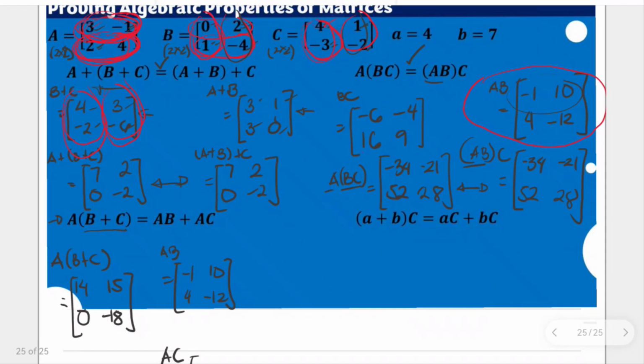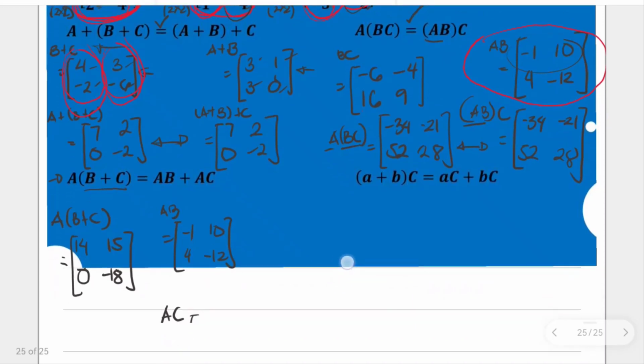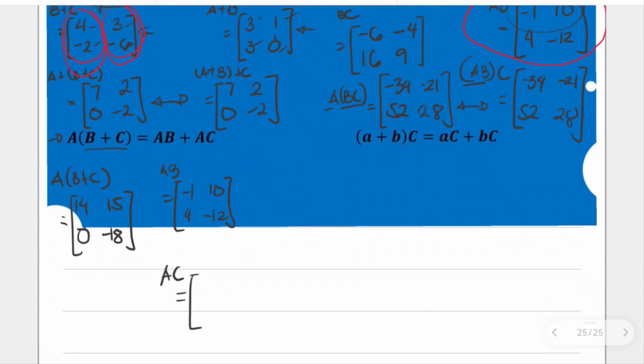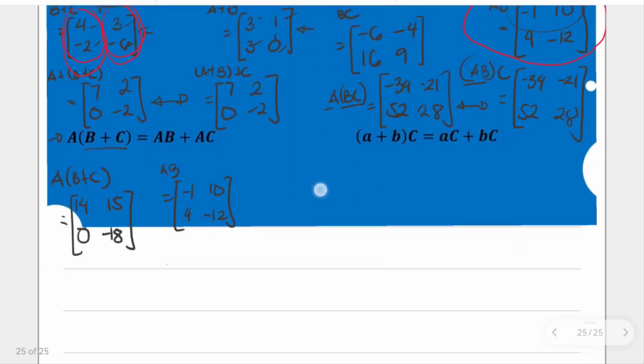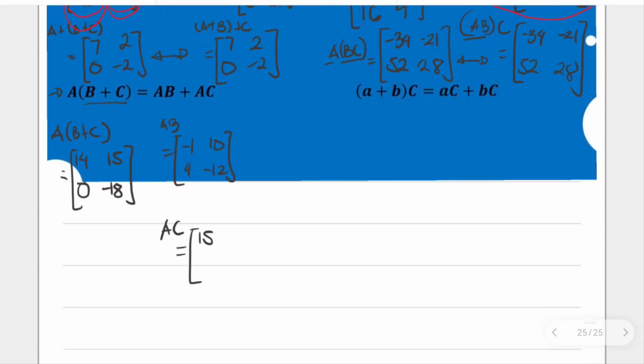So 3 times 4 is 12. -1, -3 is +3. 12 and 3, I have 15 here. Okay. Next, the same row for A, but second column for C. 3 times 1 is 3, -1 and -2 is 2, 3 and 2, I have here 5.